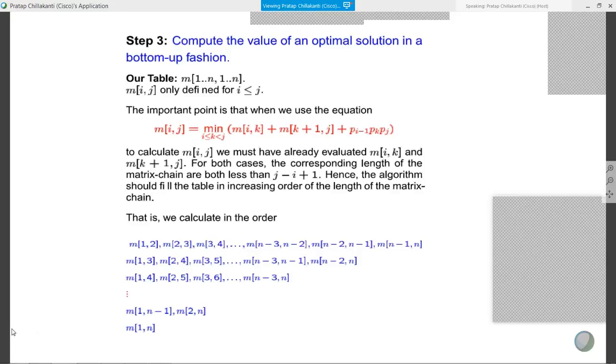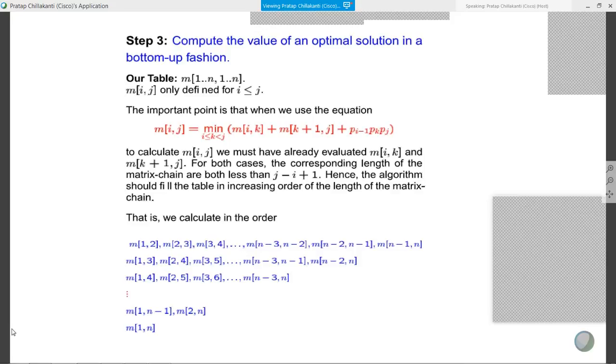So the table would have a two-dimensional 1 to n table. Now, rules are M[i][j] is defined only for i less than or equal to j. Remember, i is never greater than j. And then you have that equation there, right? So to calculate M[i][j], if you look at the text there, it says we have to evaluate M[i][k] first and M[k+1][j]. That means we already know those two values. Then you calculate M[i][j].